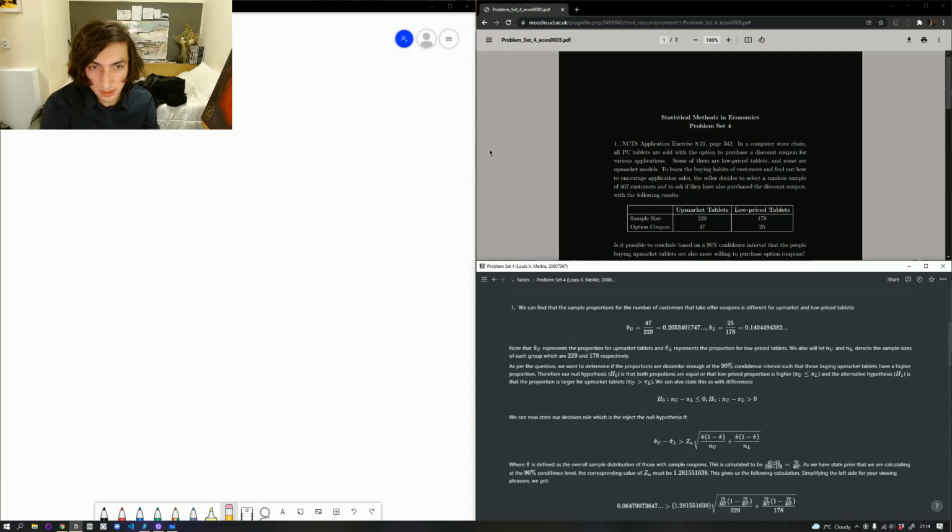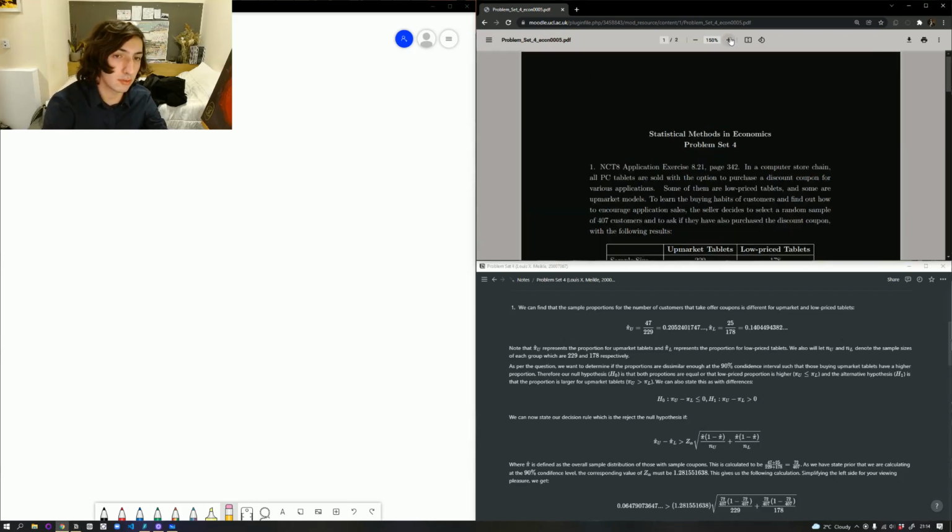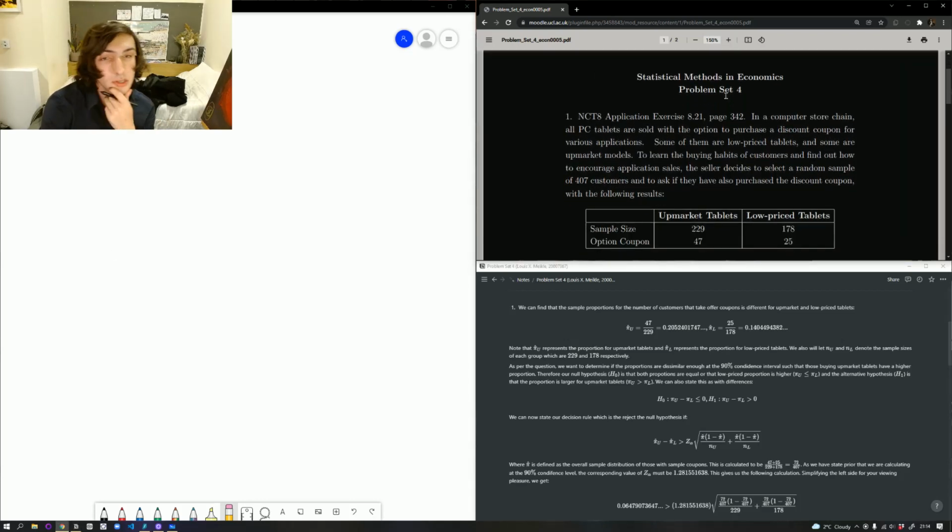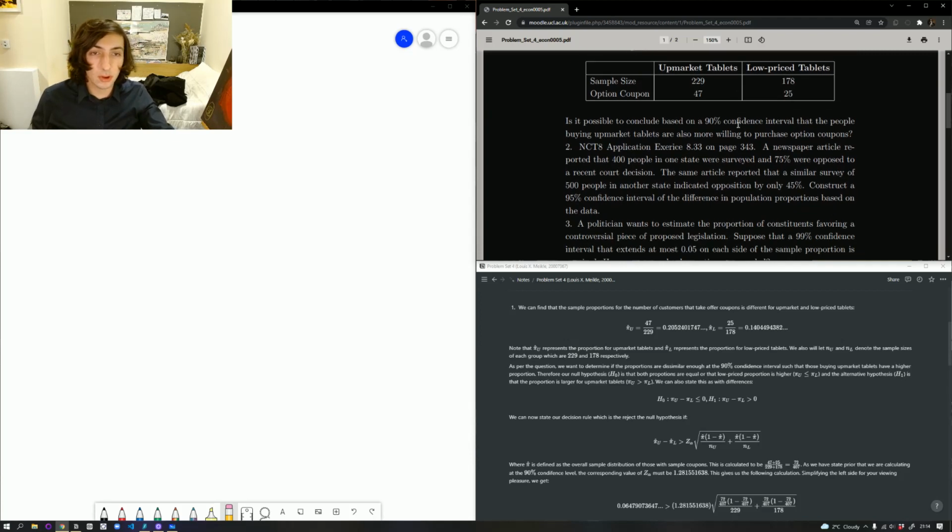Number 1. In a computer store chain, all PC tablets are sold with the option to purchase a discount coupon. We can see that 47 out of the 229 people who bought upmarket tablets bought an option coupon. And we see the same thing for 25 out of 178 of the low-priced tablet buyers. We want to conclude, based on a 90% confidence interval, that the people buying upmarket tablets are also more willing to purchase option coupons. First of all, let's set our variables.